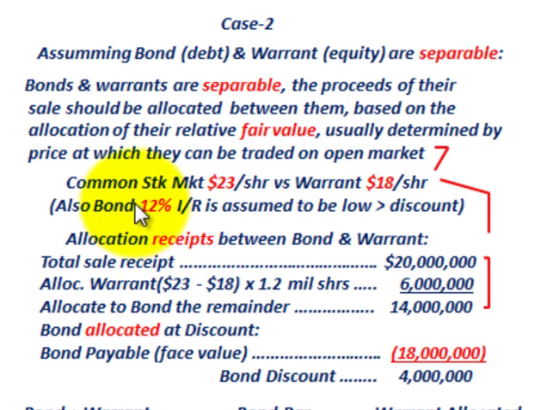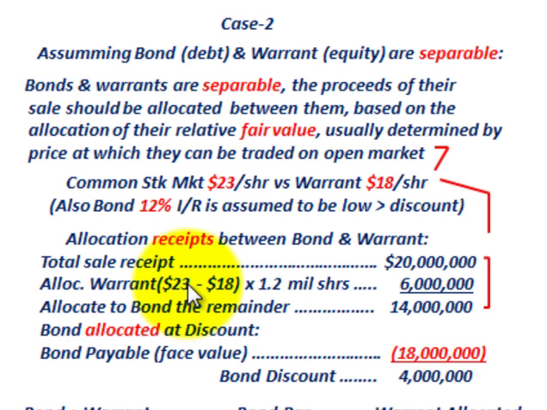And for the bond, the 12% interest rate is assumed to be low, so we can assume that we're going to have a greater discount on these bonds had we actually been charging the interest rate that should have been charged. Even though they were issued at 12%, we're going to assume that they should have been issued at a higher percentage. So we've got a decision to make, but since we do know the common stock's market value, and we also know that the bond interest rate is relatively low, we can make some judgments on how to allocate the receipts between the bond and the warrant. The total sale receipt is $20 million as we had before. Now we can allocate to the warrant based on the market value of the common stock versus the difference in the warrant price.